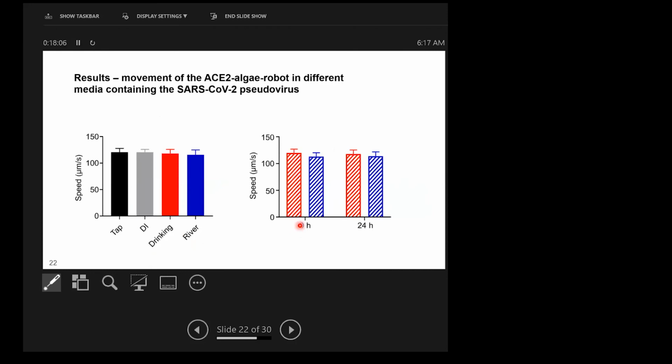Before testing the virus removal, we double-check the motion behavior, in terms of both speed and lifespan, of these robots in various water matrices containing the SARS-CoV-2 pseudovirus. It also shows good motion ability and good lifespan in these media.